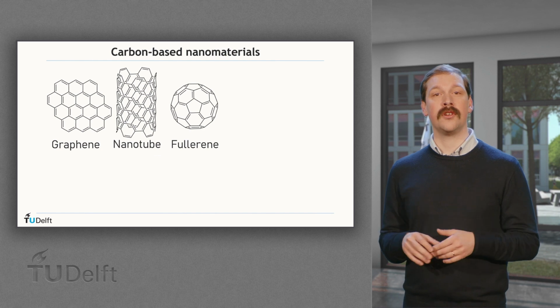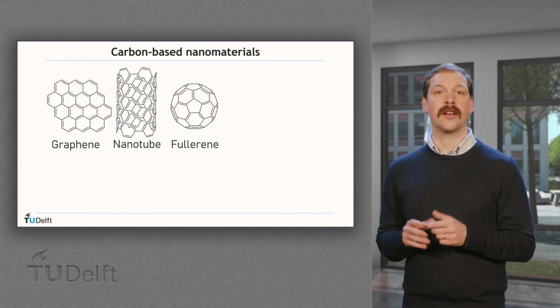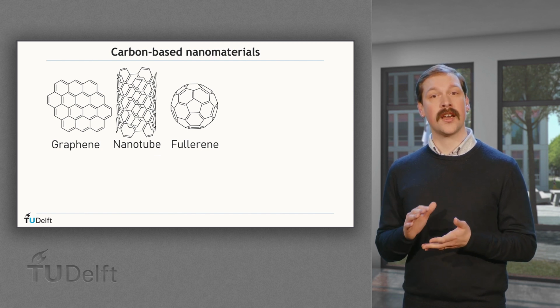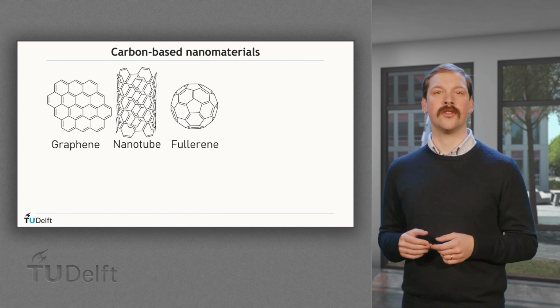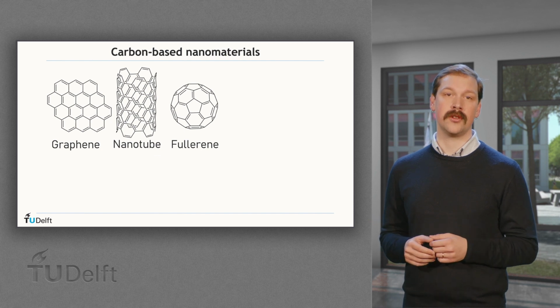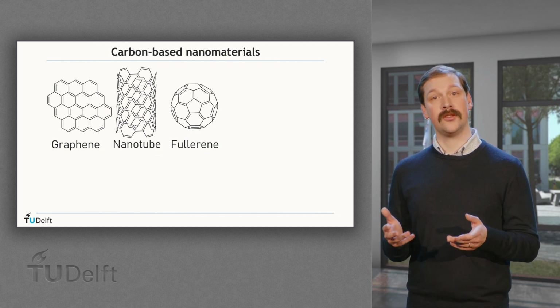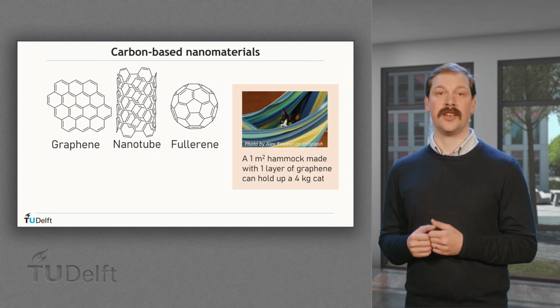But there are not only metal nanoparticles. Carbon can form many interesting nanostructures. Carbon atoms, arranged in a hexagonal planar array, form graphene. Multiple layers of graphene form the mineral graphite that is found in pencils, for example. Graphene is a 2D nanomaterial and is the strongest material ever tested.